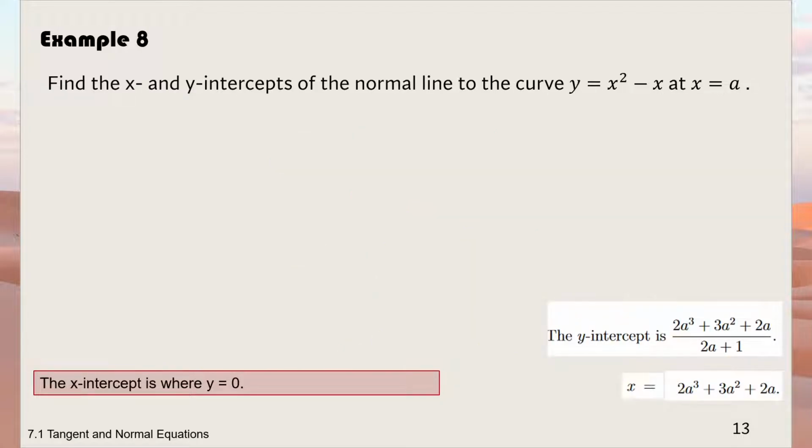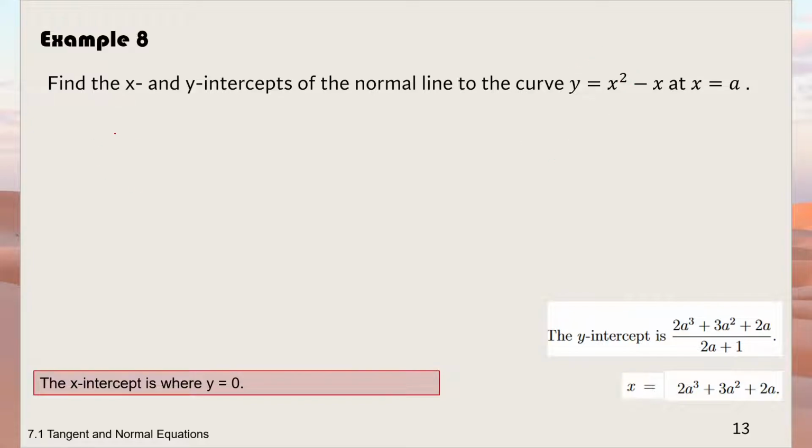So example, find the x and y intercept. What is the y intercept or what is the x intercept? The x intercept is when y equals 0, or contrarily, the y intercept will be when x equals 0. Find the x and y intercept of the normal line to this one.